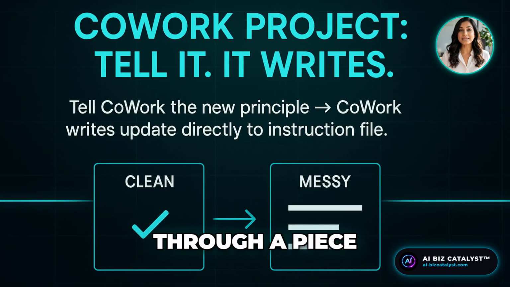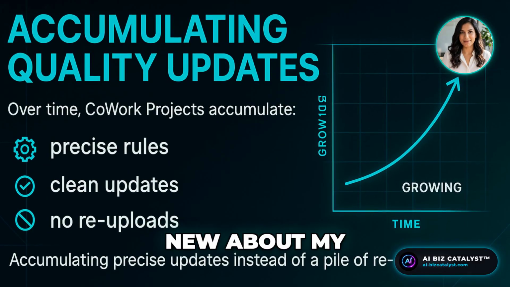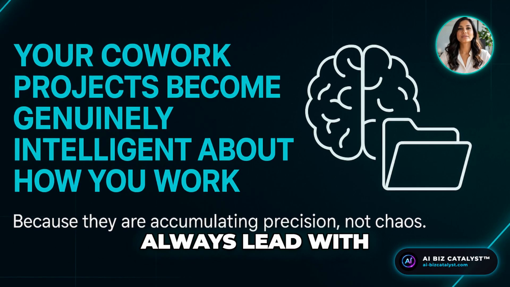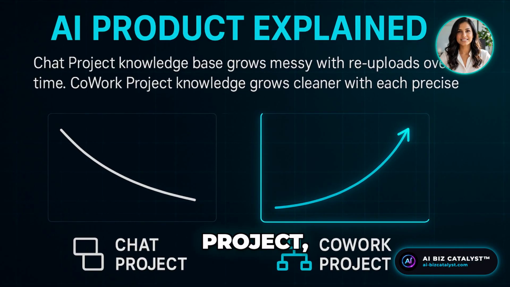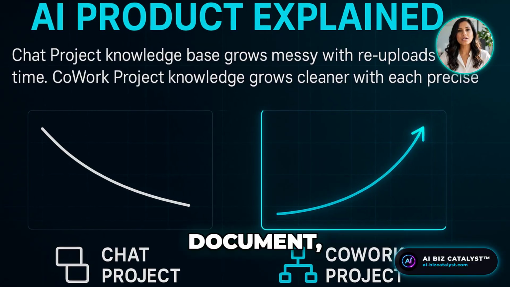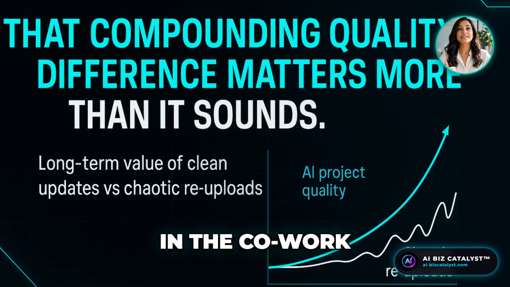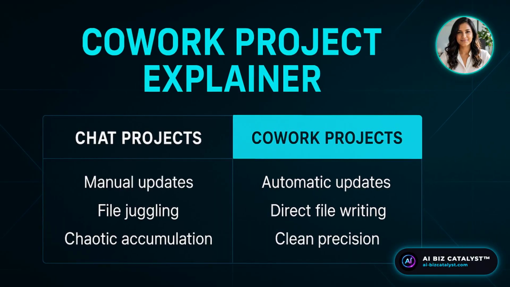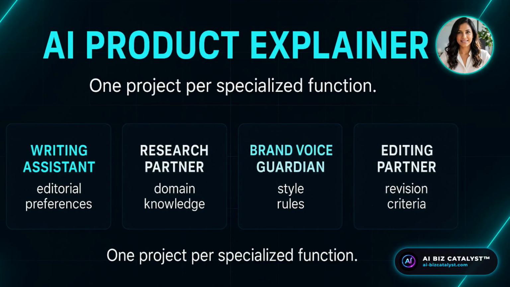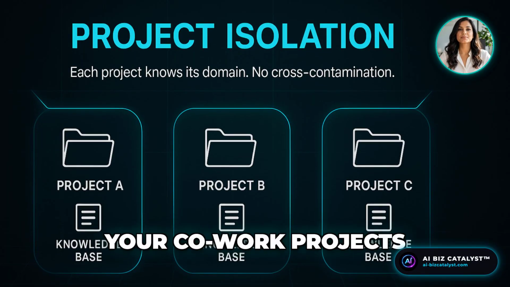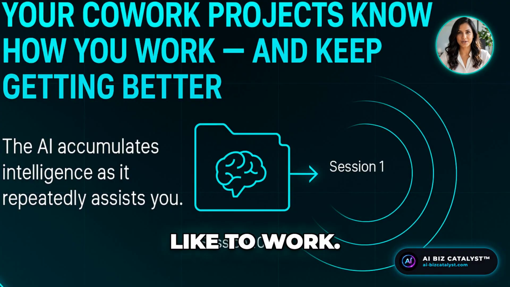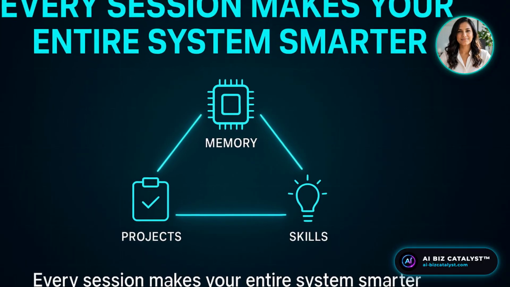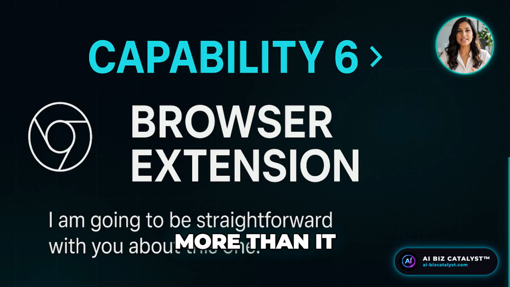After a session where we work through a piece together, Claude identifies something new about my style. I wanted to add a new principle. When explaining a concept, always lead with an example before the definition. In a chat project, I would type that principle, re-upload the whole document, delete the old version. In the CoWork project, I just told CoWork the new principle and asked it to add it to my instruction file. It wrote the update directly. Done. Over time, your CoWork projects become genuinely intelligent about how you like to work, because they're accumulating precise, clean updates instead of a pile of re-uploads. That compounding quality difference matters more than it sounds.